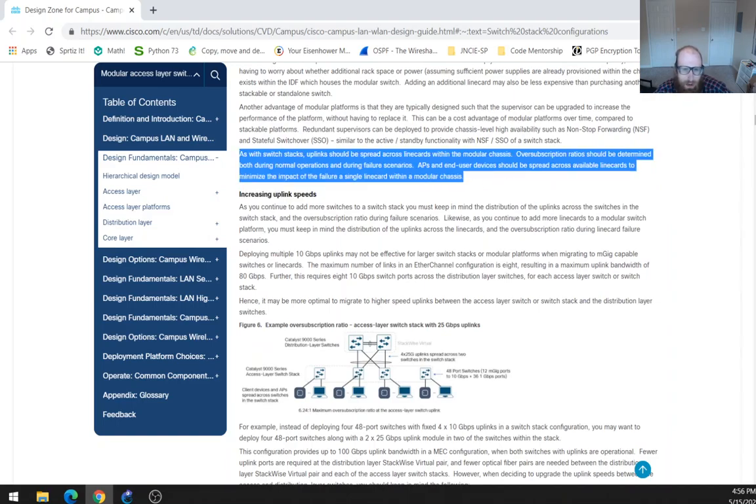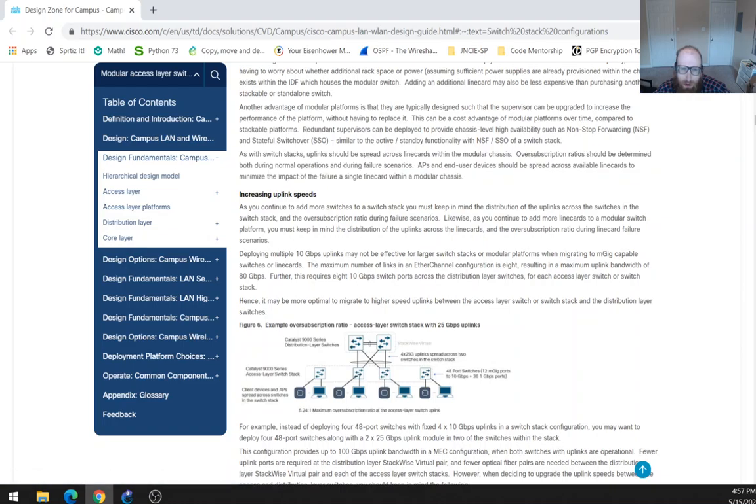As with switch stacks, uplinks should be spread across line cards within the modular chassis. Oversubscription ratios should be determined both during normal operations and during failure scenarios. APs and end user devices should be spread across available line cards to minimize the impact of the failure of a single line card within a modular chassis.